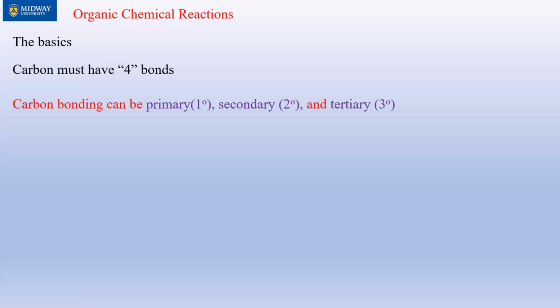Carbon bonding can be primary, secondary, or tertiary. This idea of primary, secondary, and tertiary only extends to carbon containing 4 single bonds. That is, carbon must have 4 single bonds. It does not extend to a carbon containing at least 1 double bond or a triple bond and a single bond. Why is that? I'll explain in just a second.